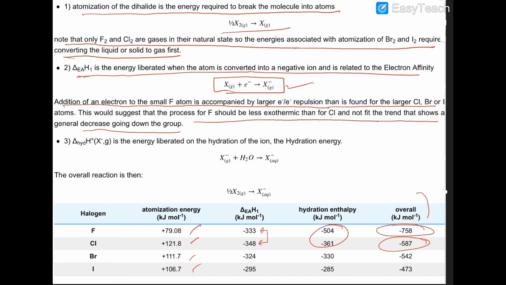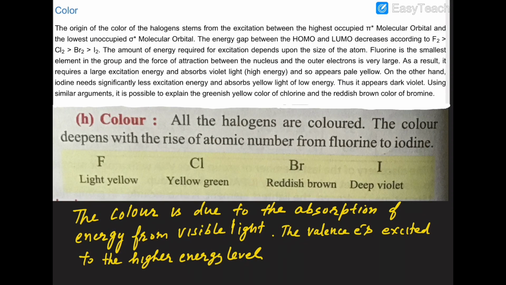So overall fluorine got the largest value of Gibbs energy. So that's why the reaction is more favorable here. Okay, sure about that or not? The next important thing we discuss is the color shown by the various halogens. All halogens are colored. The color depends on the rise of the atomic number from fluorine to iodine.